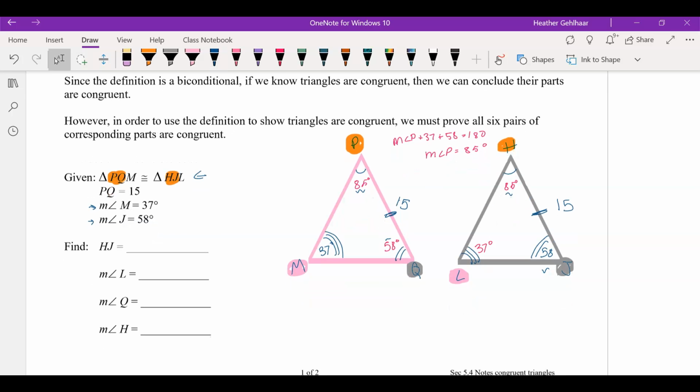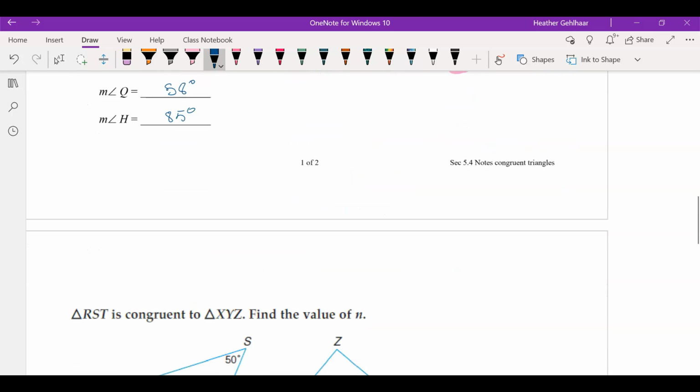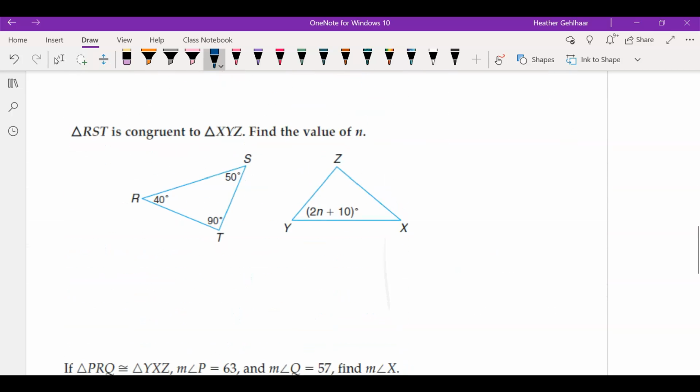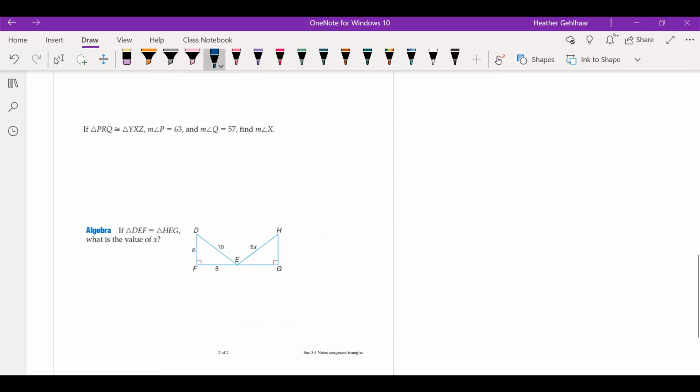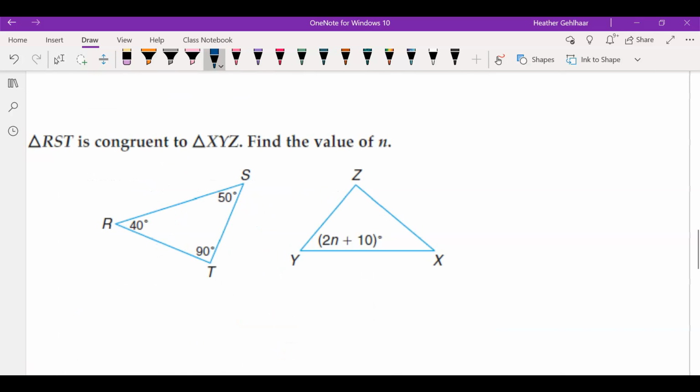Okay, so let's go ahead and fill these out. So HJ is 15. The measure of angle L is 37 degrees. Q is 58 degrees. And H is 85 degrees. Okay, let's go ahead and take a look at these examples together. And then after that, I think it'll make a little bit more sense with all of these congruent statements.